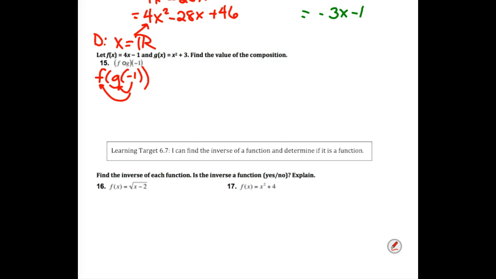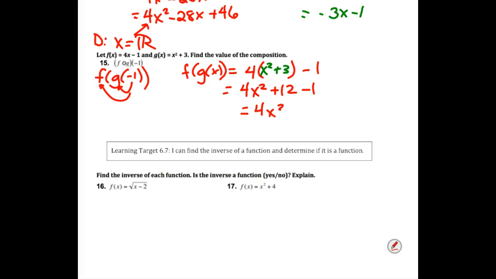The other option is to just do the composition, f of g of x, make it more generic, and then when we get it all simplified, then we can dump in the negative 1. Okay? So if we do the composition, we're starting with f, 4 times something minus 1. Inside we are dumping x squared plus 3. Distributing, we've got 4x squared plus 12 minus the 1 would be 4x squared plus 11. Any domain restrictions on the final answer? Any domain restrictions on the function I dumped in?